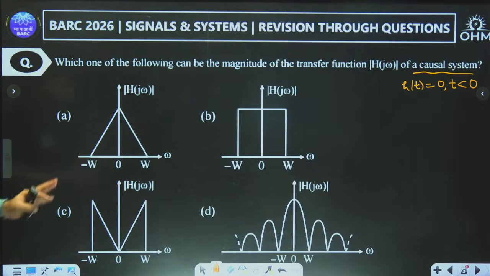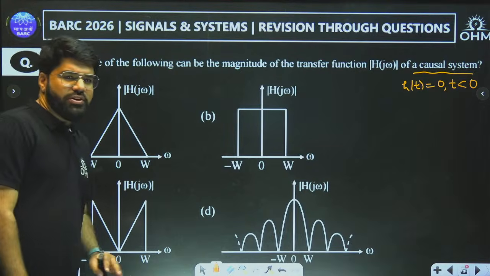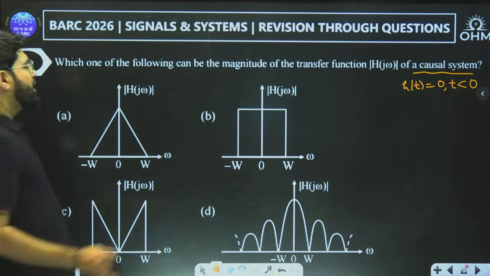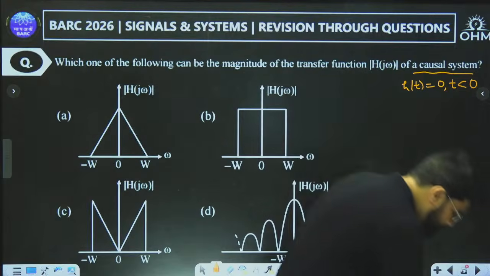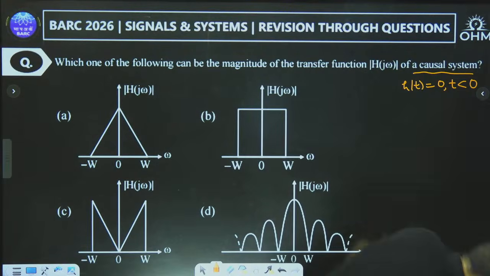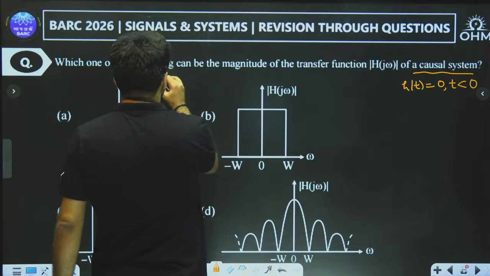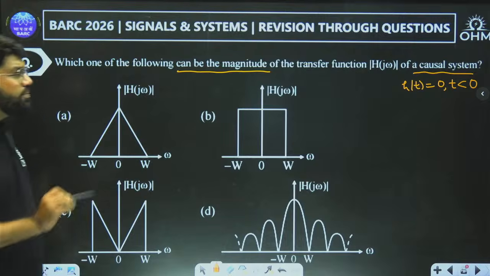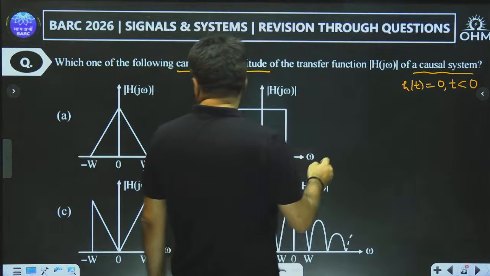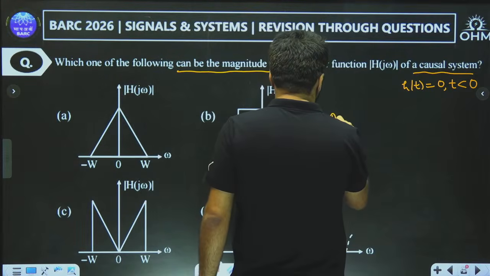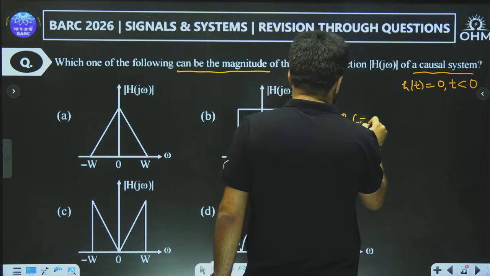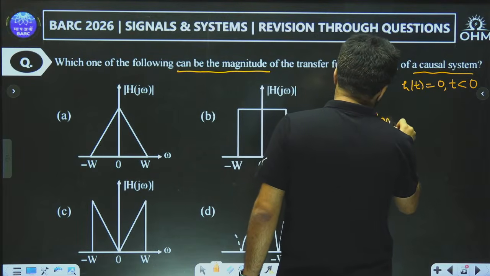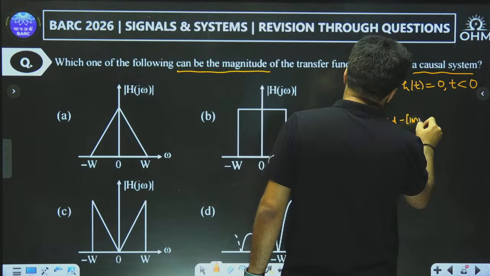It has to be solved by logic and property only. Which of the following can be the magnitude response, the magnitude of the transfer function? Now simply remember the point: options A, B, C are band limited, right?